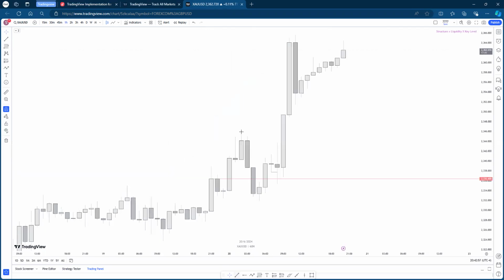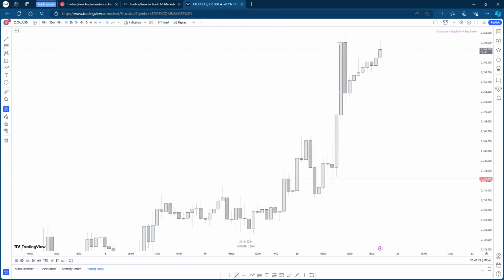It's still the same thing everywhere, right? Price took out this internal range liquidity, tapped into the key level. It closed above that key level. And boom, the next two candles, heavy momentum.